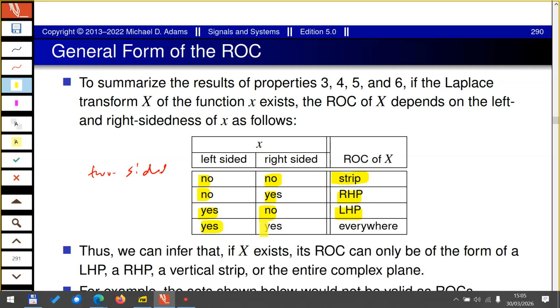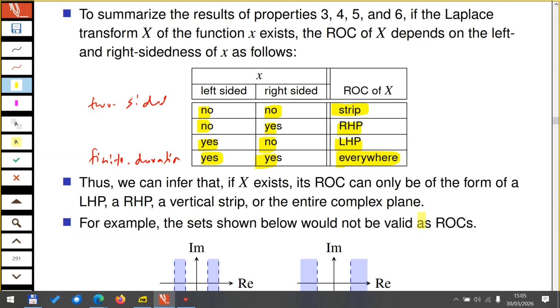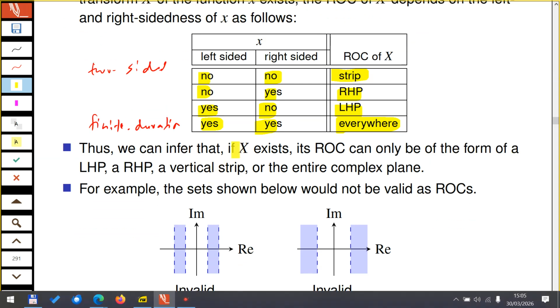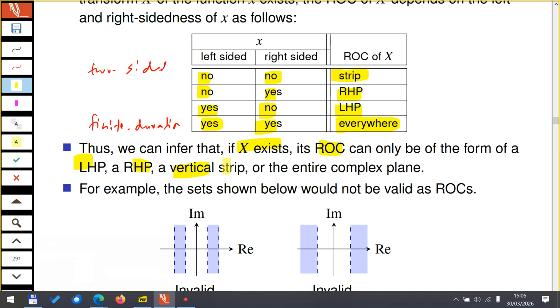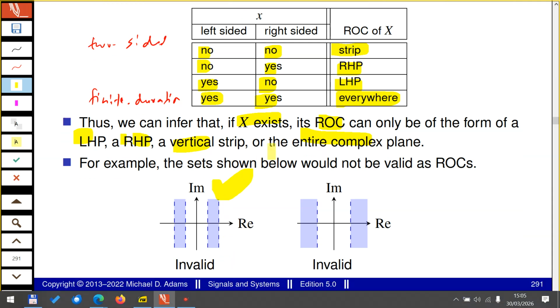And if it is both left-sided and right-sided, which means that it is of finite duration in time, right? Then the entire complex plane will be the ROC. So we now learn that if the Laplace transform exists, the ROC will either be a left half plane, or a right half plane, or a vertical strip, or the entire plane. These are the only four possibilities. There is no other possibility. So now you are going to tell me what makes this one invalid.